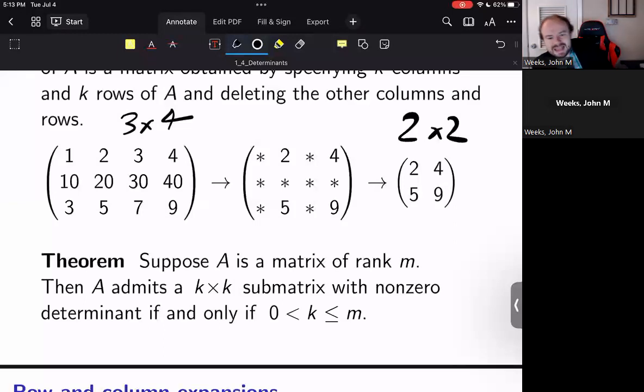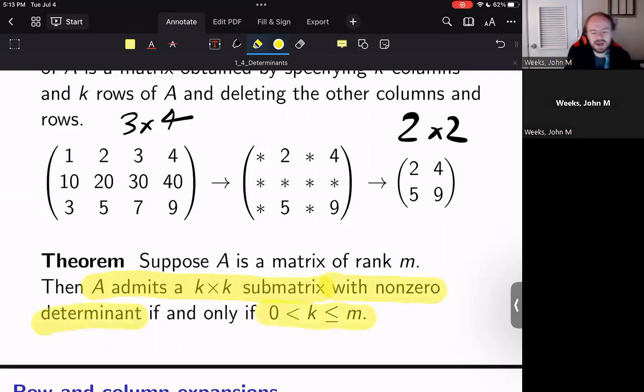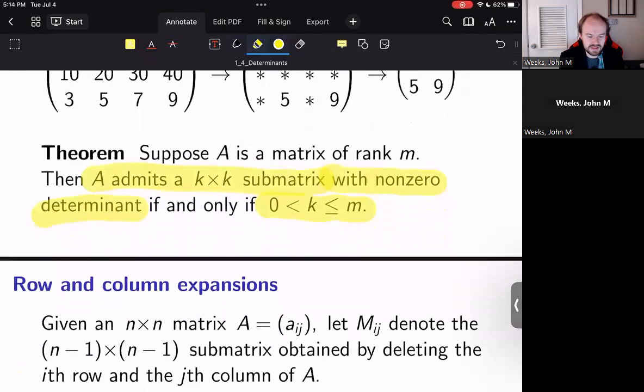In fact, we could even say that the size of A is bigger than m, but that when we consider the number of pivots inside of A, it has m pivots. Then our theorem says that A admits a k by k submatrix with non-zero determinant if and only if k is less than or equal to m, and in particular greater than 0. So this is a way for us to make submatrices that give us a non-zero determinant. And this is a neat way to build up ways of figuring out determinants, as we'll see using some induction.